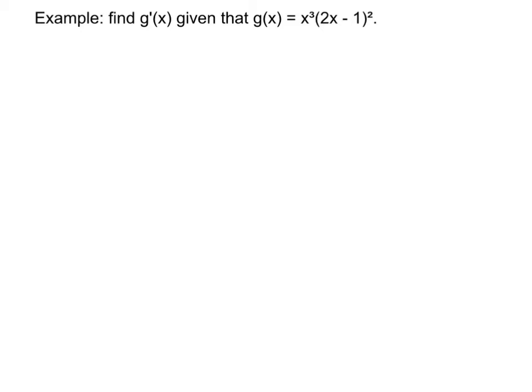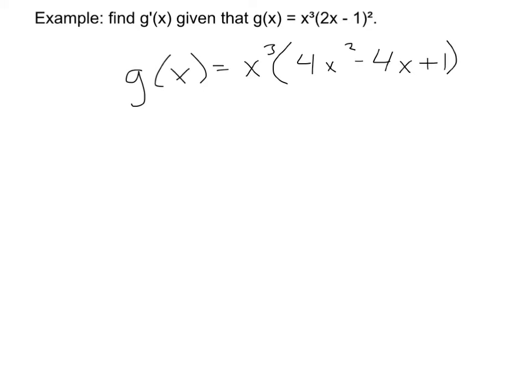So what I'm going to do is take 2x minus 1 squared and multiply that out. Because I have not taken the derivative, I'm going to keep writing g of x. I'm not going to write g prime until I take the derivative. So this is x cubed times 4x squared minus 4x plus 1. I still can't take the derivative, so I'm still going to write g of x. Now I'm going to distribute my x cubed in: 4x to the 5th minus 4x to the 4th plus x cubed.